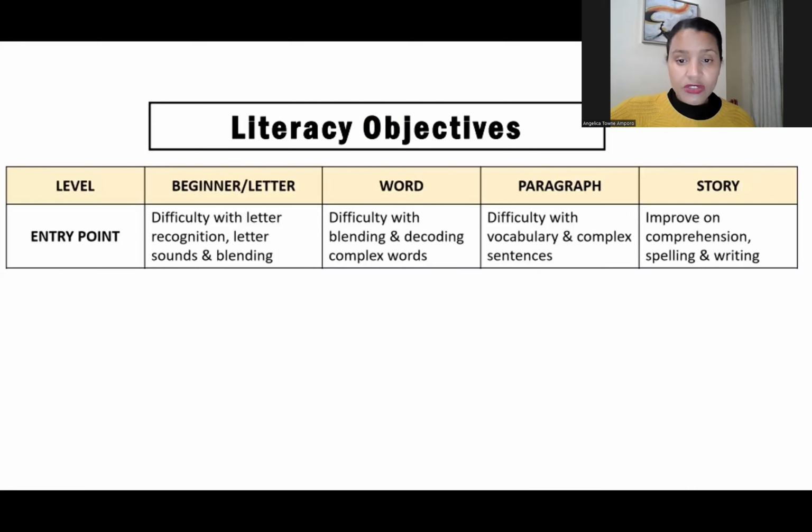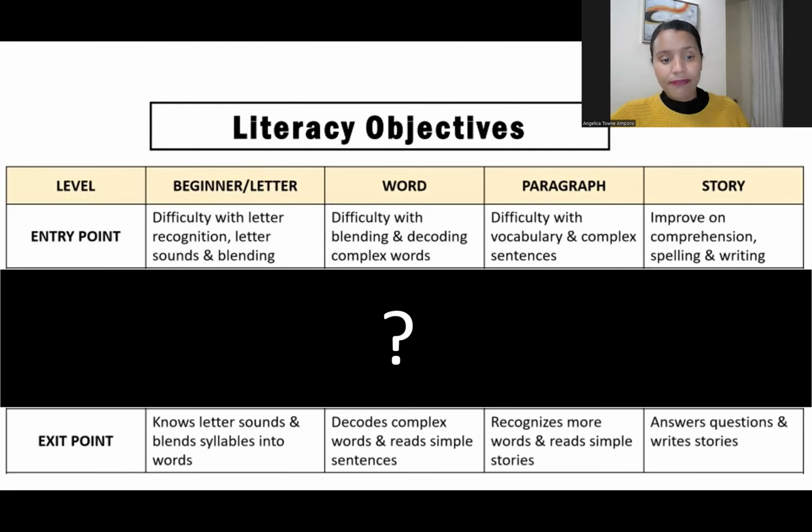Once we're in English, we have those entry points, right? Again, beginner and letter, they struggle with letter sounds and the skill of blending, which is blending the sounds together to make words. Word level children struggle with words because they don't know enough words to be able to read a paragraph. Paragraph level children often just have a limited vocabulary, so they're not able to read fluently enough to read a whole story. And story level children should improve on their comprehension, which is reading for meaning, being able to answer questions and understand what you've read, spelling and writing.